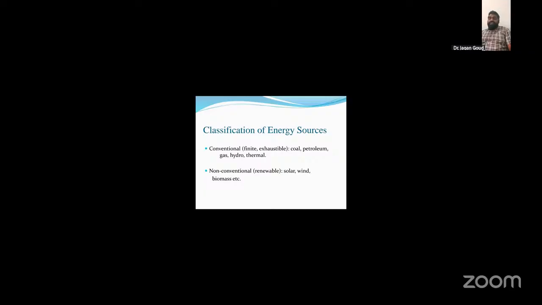For example, conventional sources are coal, oil, and gas, hydro, and thermal. But non-conventional examples are solar, wind, biomass, and geothermal. Conventional energy sources are traditional, limited, and polluting. But non-conventional sources are renewable, cleaner, and key to future sustainable development.